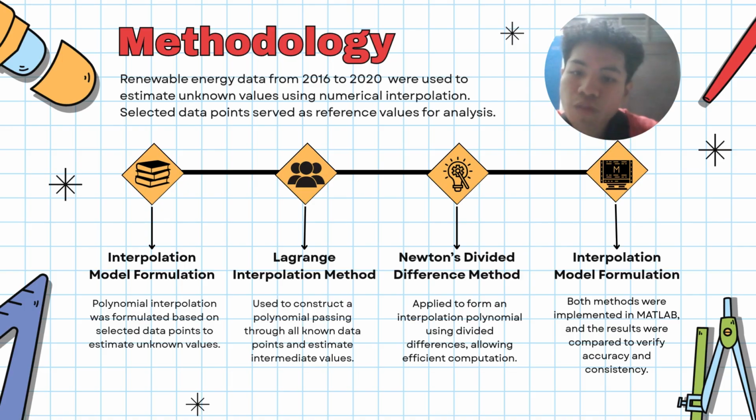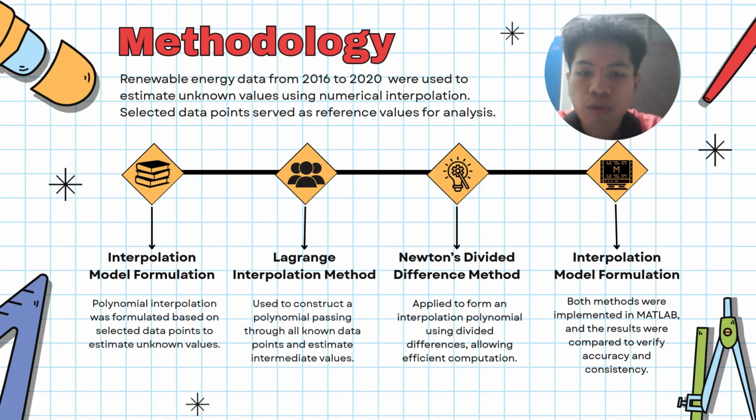For the interpolation model formulation, interpolation is used to estimate unknown values within the range of the known data points. In this study, interpolation polynomials were formulated using two numerical methods, Lagrange interpolation and Newton divided difference. Both methods aim to construct a polynomial function that passes through all given data points. Once a polynomial is obtained, it is used to estimate the renewable energy value at a selected point within the dataset range.